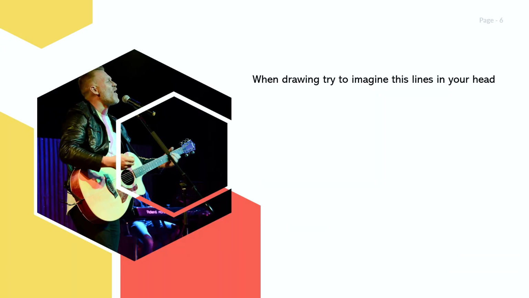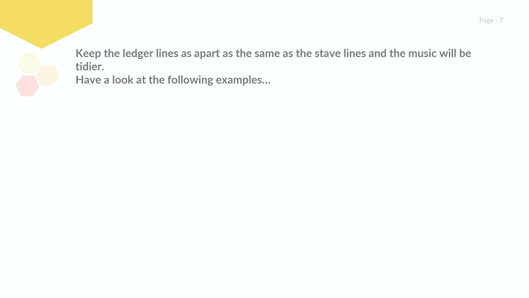Now I will give you a few tips. When drawing the ledger lines and spaces, try to imagine them in your head like this. In this tip, I recommend you to keep the ledger lines the same as the stave lines, and the music will be tidier. Have a look at the following examples.